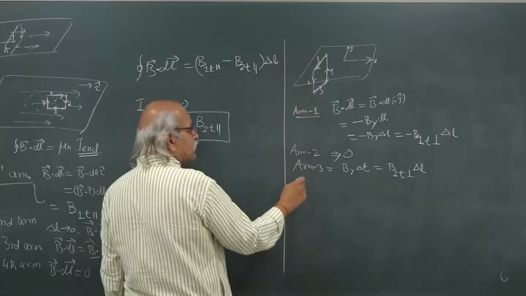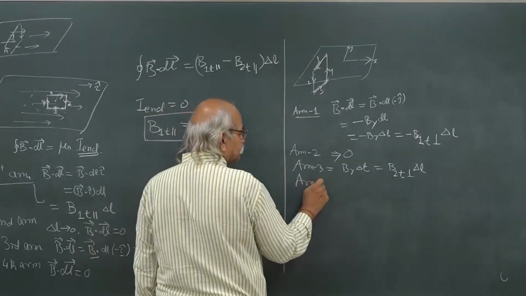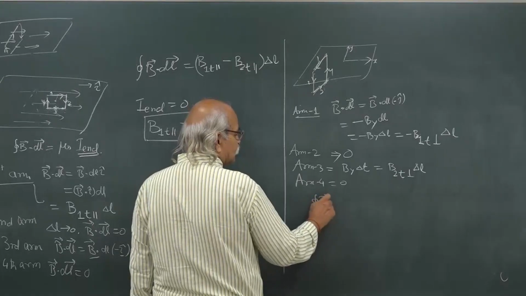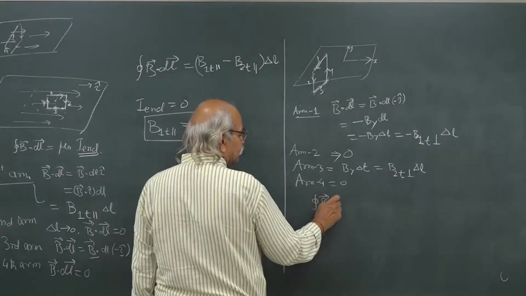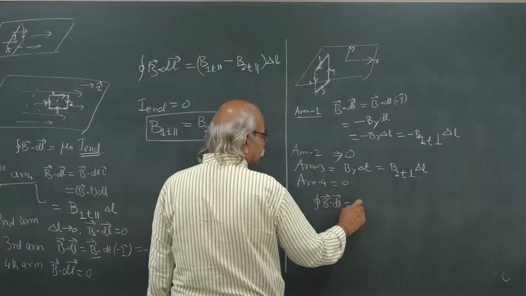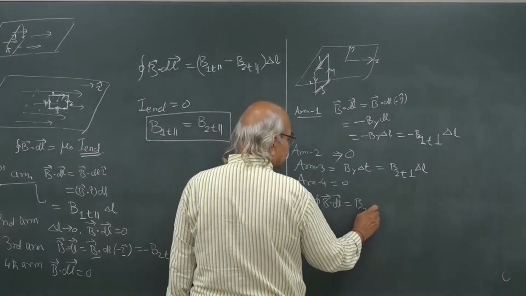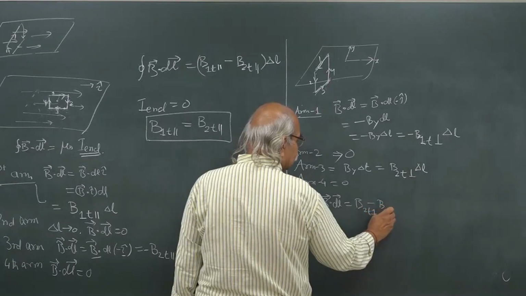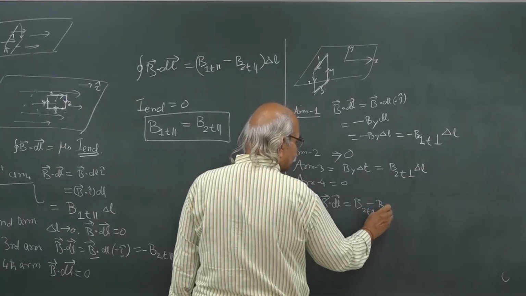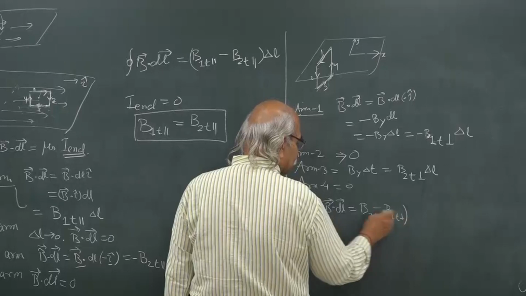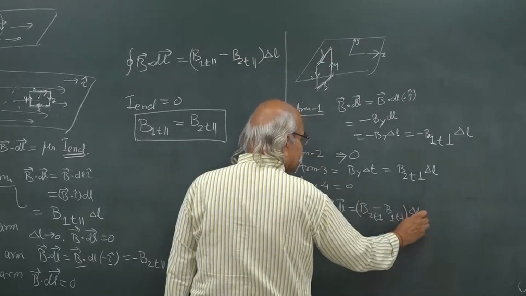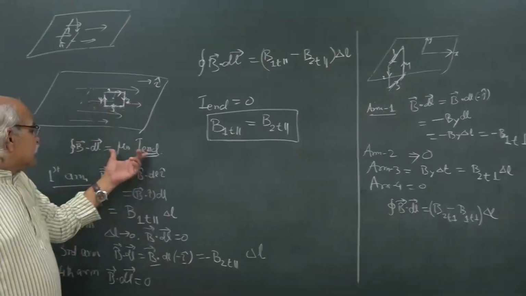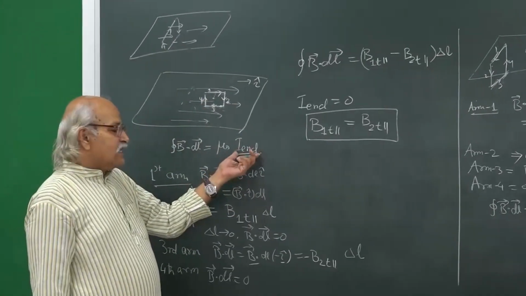So add everything, arm 4 is 0. In the closed loop integration, B dot dl is equal to B_2t perpendicular minus B_1t perpendicular, times delta L. This is our left hand side, and what is our right hand side? How much is I enclosed?